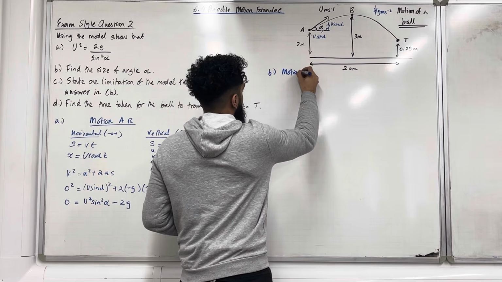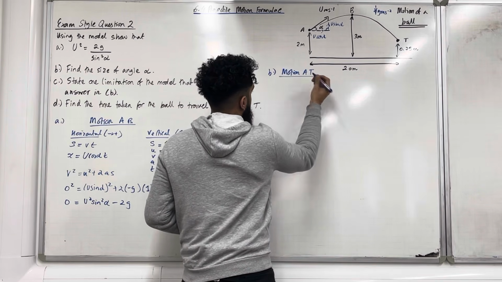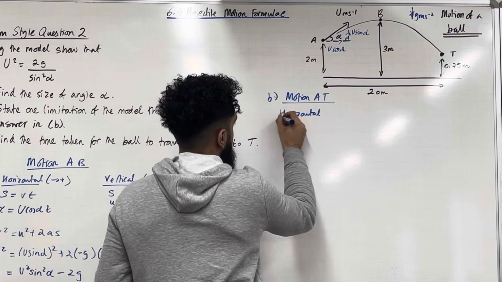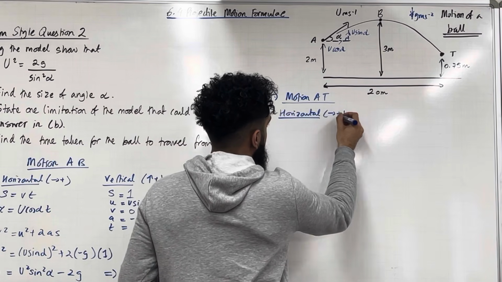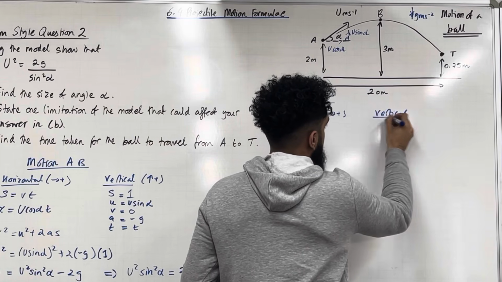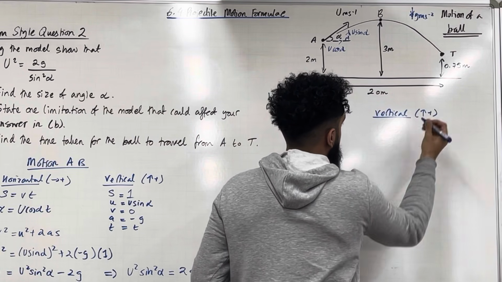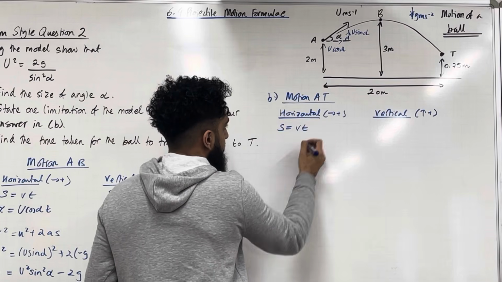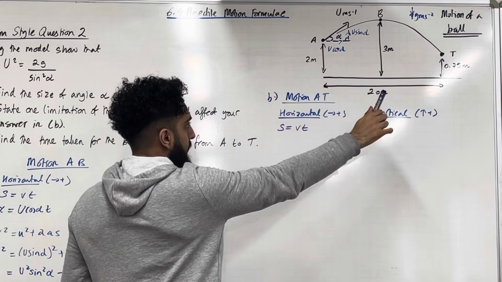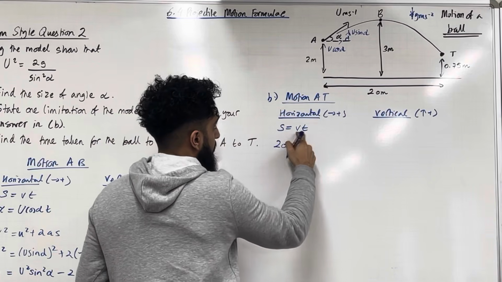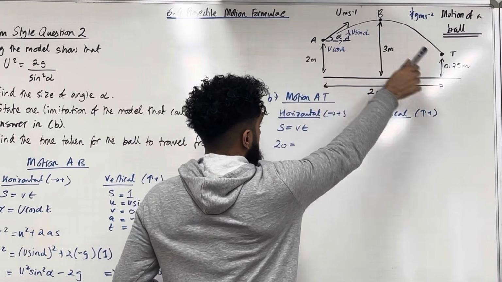Motion A to T. So we can split it into horizontal, taking right to be the positive direction, and vertical, taking upwards to be the positive direction. So horizontally we have S equals Vt. Now from A to T, the horizontal displacement is 20. The horizontal initial velocity from A to T is u cos alpha.